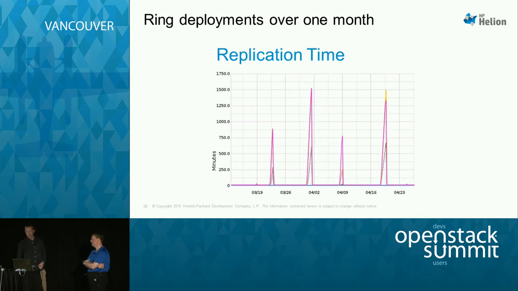This is just a graph of our replication time over the course of a month where we did a few ring deploys. As you can see, for most of the time, it's extremely low. It's nearly at zero. But it spikes when we do a ring change. It goes up as far as 1,500 minutes in this situation, which is approximately 24 hours. So that means we have to wait 24 hours before we can do this again, as long as the dispersion report also gives us 100% coverage.